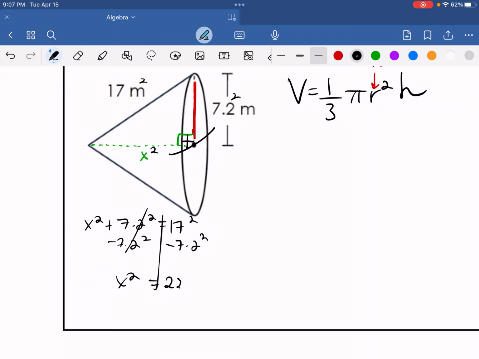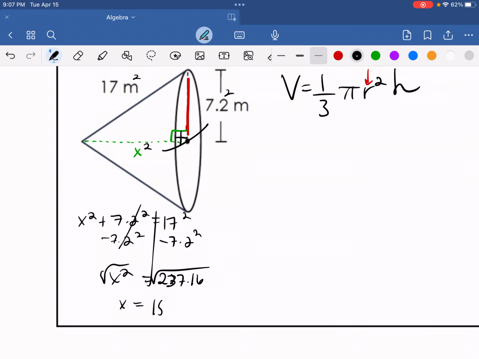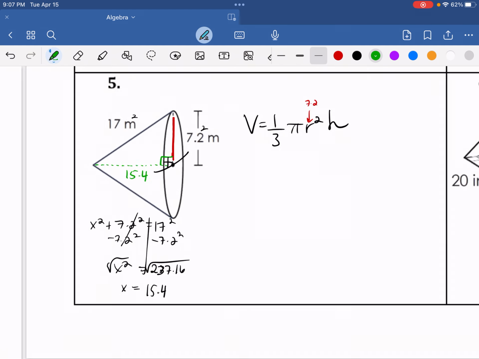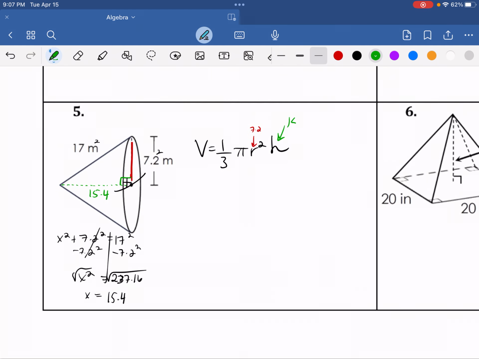And we get 237.16, and then square root. Square root of 237.16. And we get 15.4. So the height, this part right here, is 15.4. So now we know that the height of the cone is 15.4. And now we can finish it. 1/3 pi 7.2 squared times the height, 15.4. And then we plug all that in.